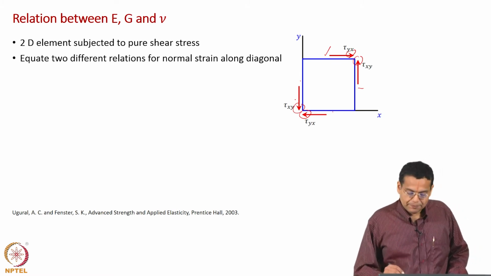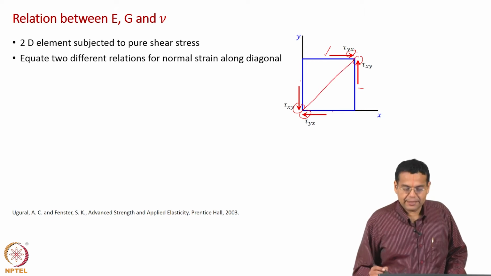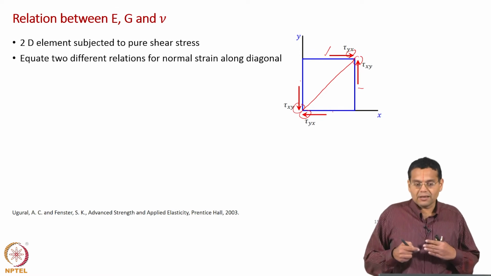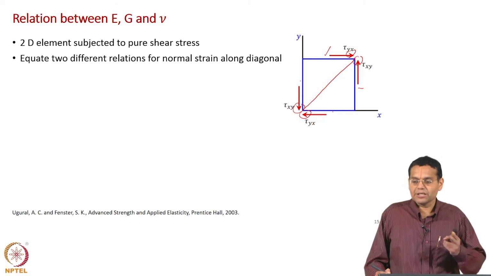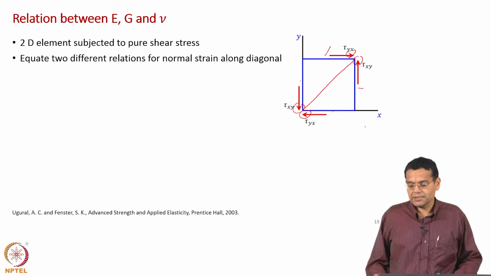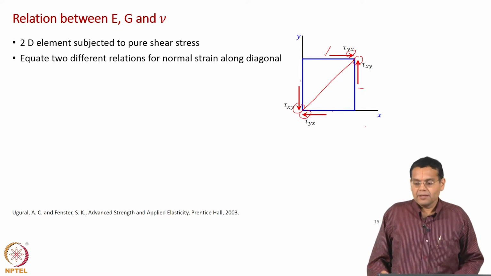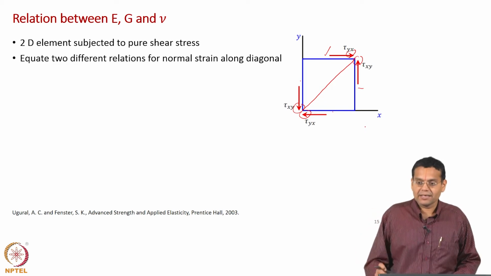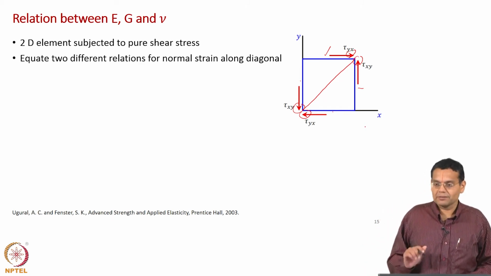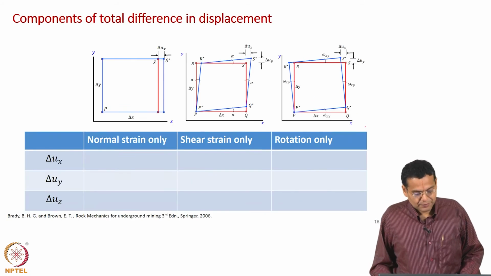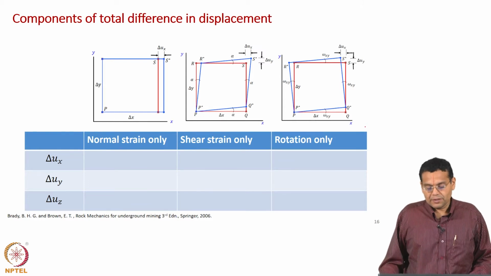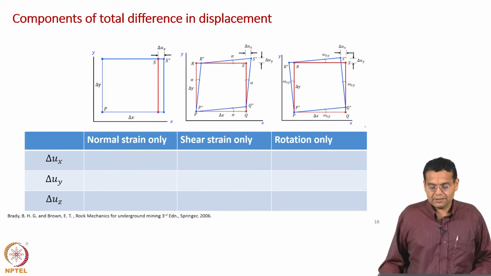What we are going to do is consider the diagonal and then derive an expression for the normal strain along the diagonal in two different ways and equate them. What do we mean by that? When you apply this shear stress, the diagonal elongates. Which means there is a normal strain along the diagonal, and we are going to derive an expression for this normal strain in two different ways and equate it. That is the overall idea.